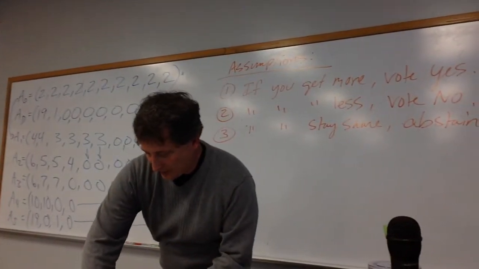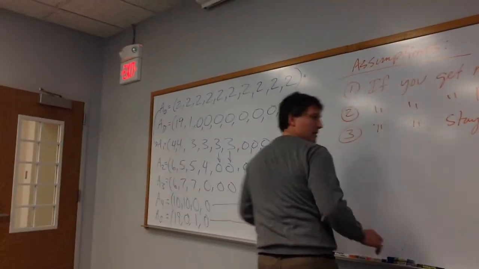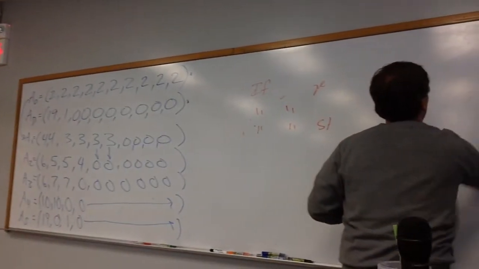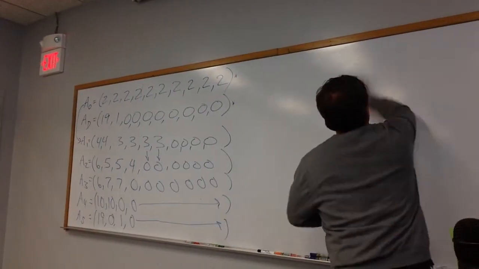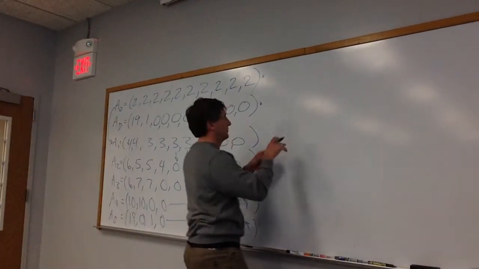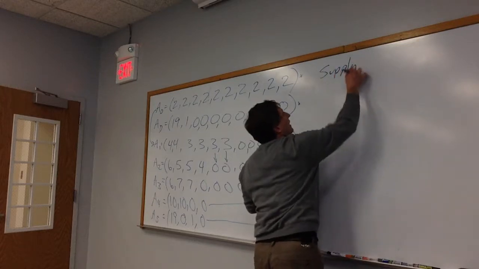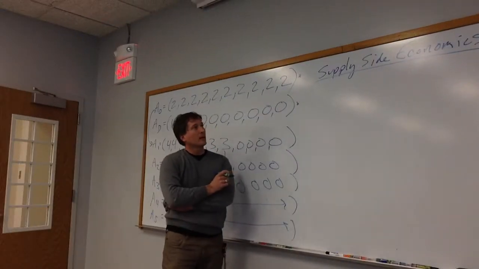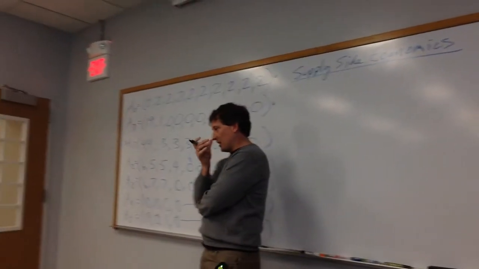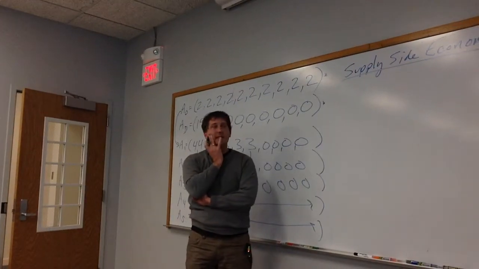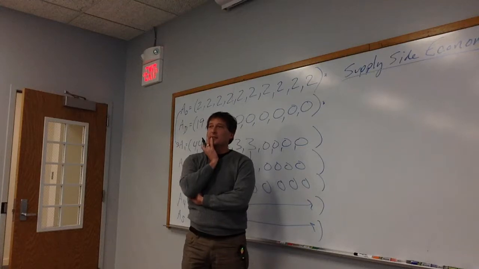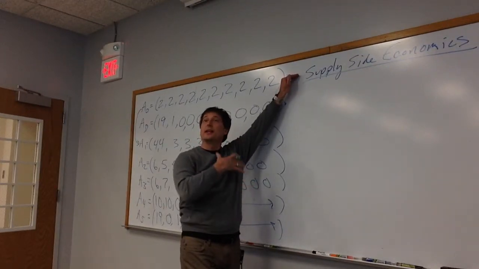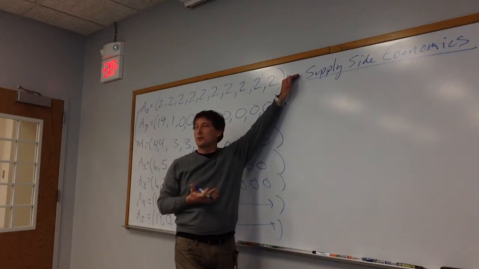Okay, so the next thing I want to look at is what's called supply side economics. So the supply siders in general believe that a decrease in taxes would lead to additional incentives to work so that the supply side of the equation would get bigger and perhaps even have tax revenues go up.